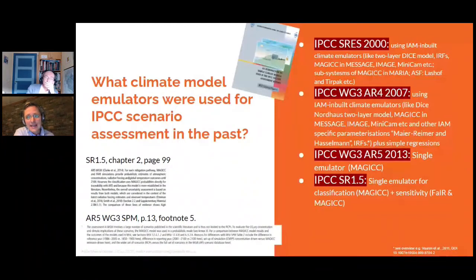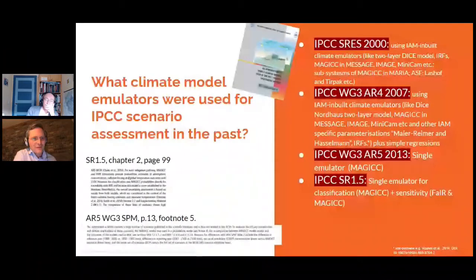MAGICC was taken in SR 1.5. It was also MAGICC, but there was as well a second model that came onto the market, so to say, that is FaIR. And we are aiming again for a very similar approach as in the SR 1.5 approach. Next one.